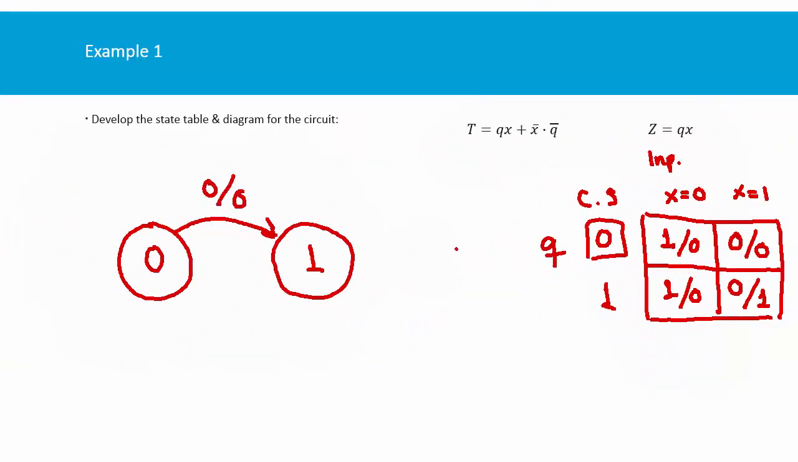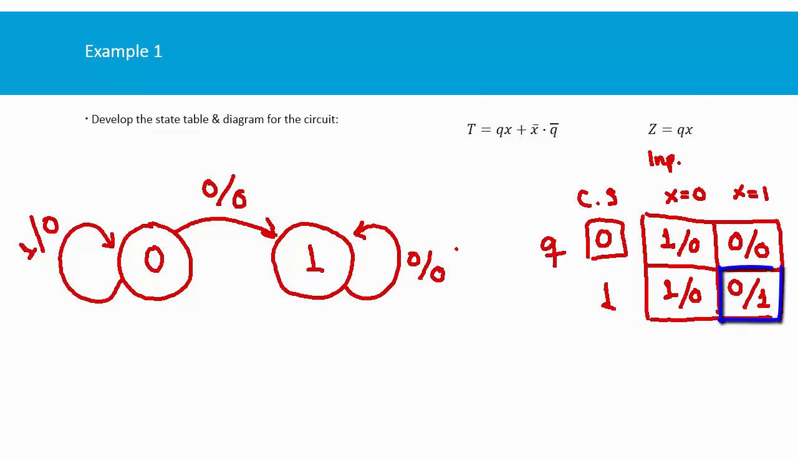Now when you're at 0 and you have an input of 1, then you're going to remain at 0, and you're going to generate an output of 0. Now when you're in state 1 and you have an input of 0, you're going to remain in state 1, and you're going to generate an output of 0. And finally, when you're in state 1 and you have an input of 1, you're going to go to state 0 and generate an output of 1. So this would be the state diagram of this circuit.